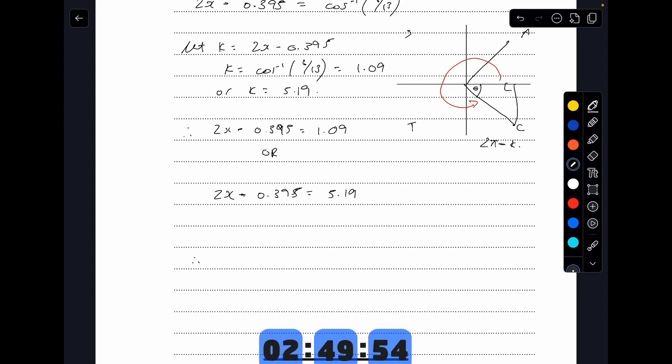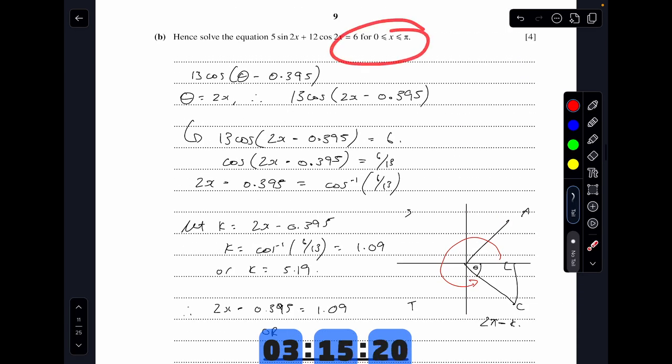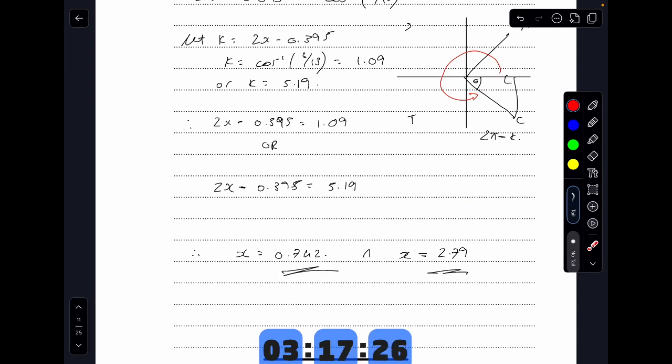We get then x equaling 0.742 for the top one. Okay, calculator. For the second one, we get x equaling 2.79 radians. Okay, both within the bounds over here. And hence, the question is solved.